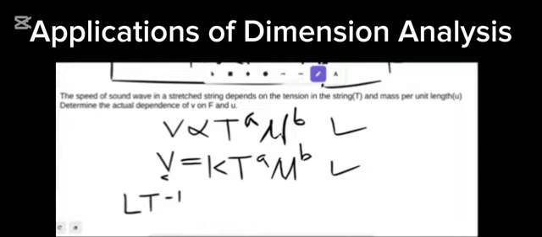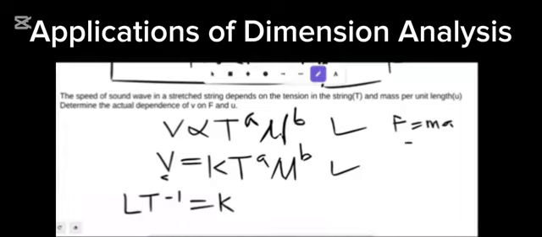Now, tension is a force. Let me write that here. Force is MA, F equals MA. If I don't know the dimension for force, I know the definition: mass times acceleration. So the dimension for force will go like this. What is the dimension of the first M you see here? It is capital letter M.